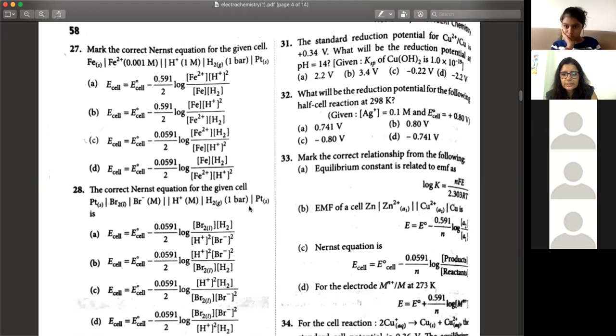Shantanu, no, that is not the correct answer. Can you send your working quickly, wherever you did the calculation? Can you just click a picture and send it? I want to see how you did it.